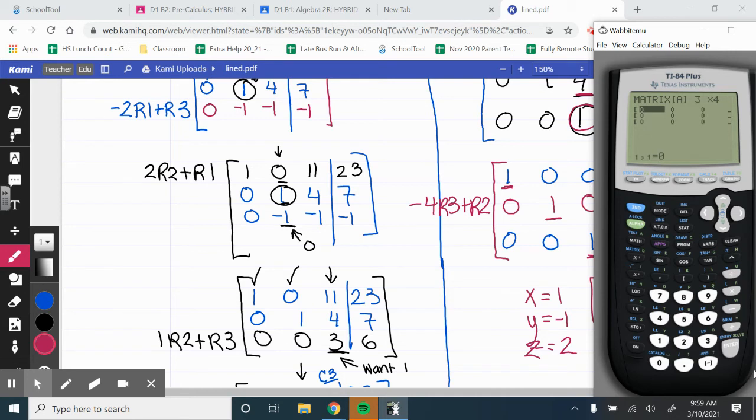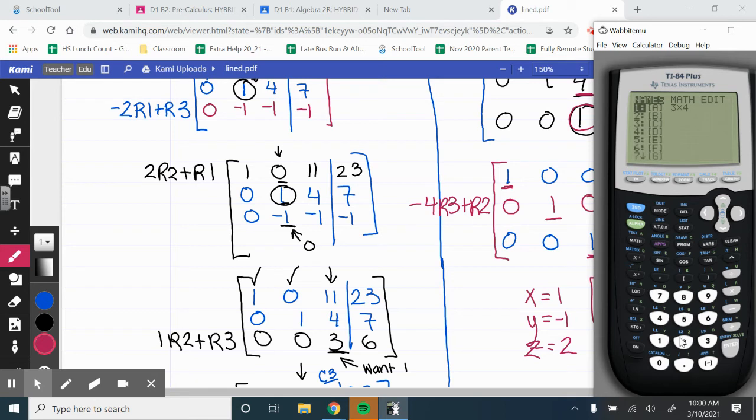After you hit enter, it'll move to the next entry. So we're just typing in the original matrix: 1, negative 2, 3, 9. Then the next row is negative 1, 3, 1, negative 2, and then 2, negative 5, 5, 17. Hit second mode to quit.